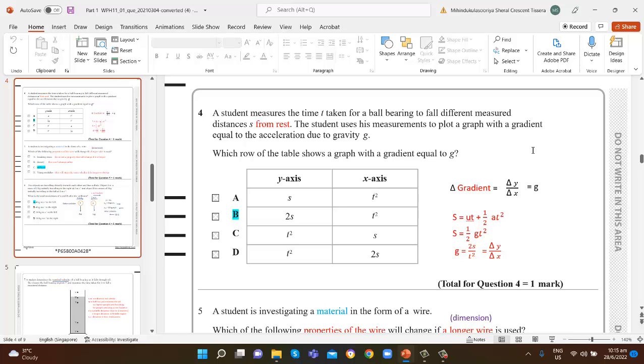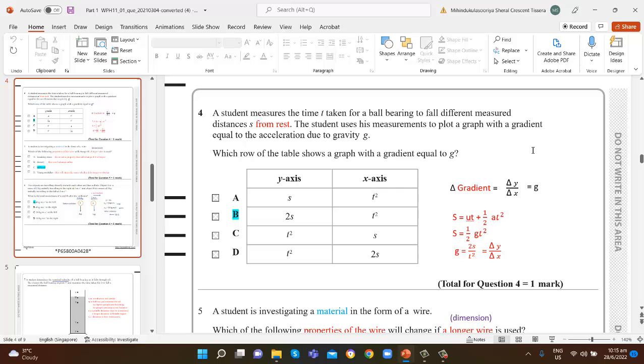Now, we have to know the y-axis and x-axis. It means they are talking about a graph. So you should know the formula first. First, go to the formula. What is gradient? Gradient is delta y over delta x. That is g. Okay. So you know g.